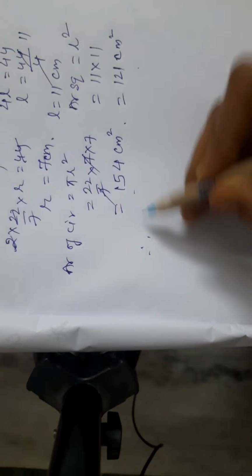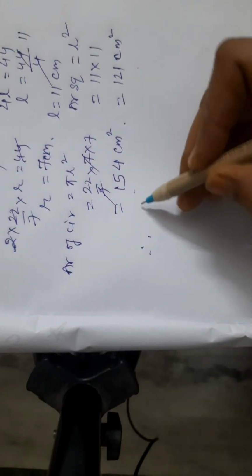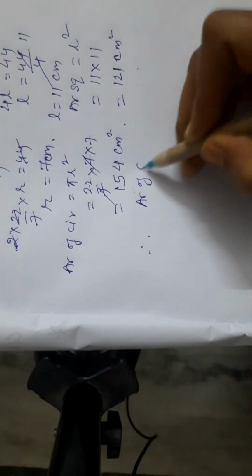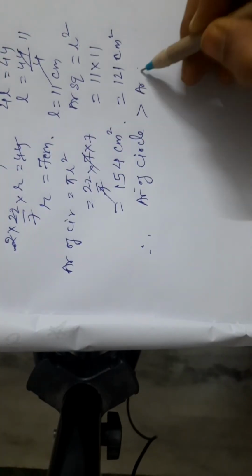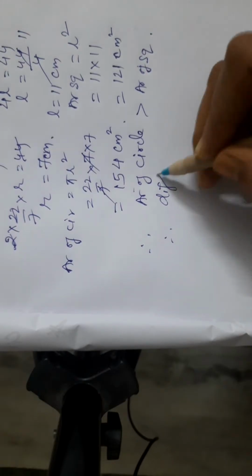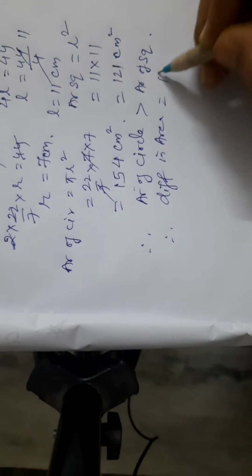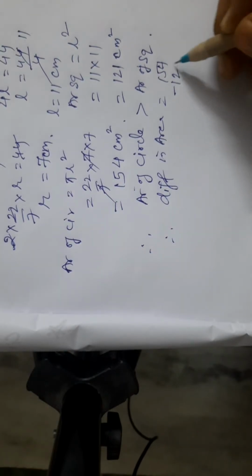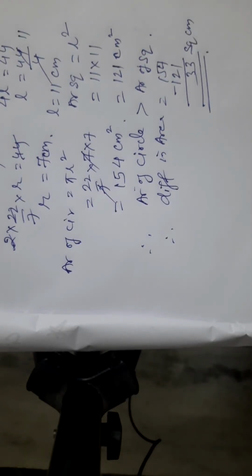Now the further question it is given, which one has the greater area? Which figure encloses more area? We need to compare them. Therefore, out of circle and square, the area of the circle is greater than the area of the square. So how much more is it? By subtraction we will find out. Therefore, the difference in area is 154 minus 121. Thus it is 33 square centimeter. So this is the difference in area.